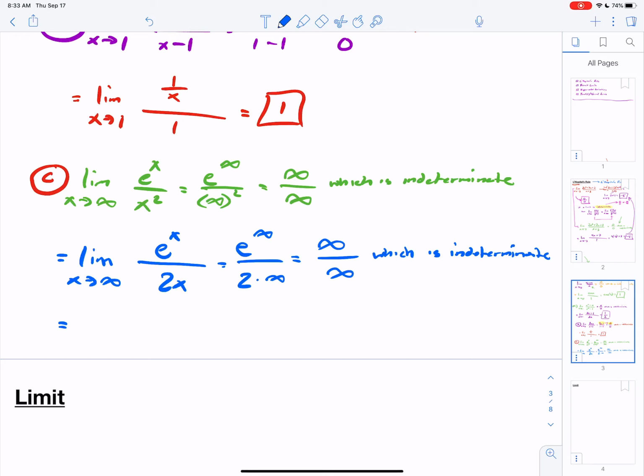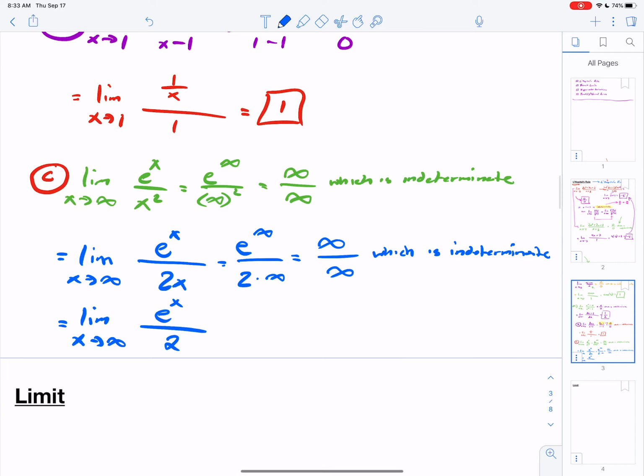So we're going to run it again. We're going to take the derivative one more time. The derivative of e to the x is just e to the x. And the derivative of 2x is just 2. All right? Now when I plug and chug here, I get e to the infinity over 2. Infinity is in the numerator, and 2 is just 2. Well, what's infinity divided by 2? That's just infinity. Notice how that is not indeterminate.